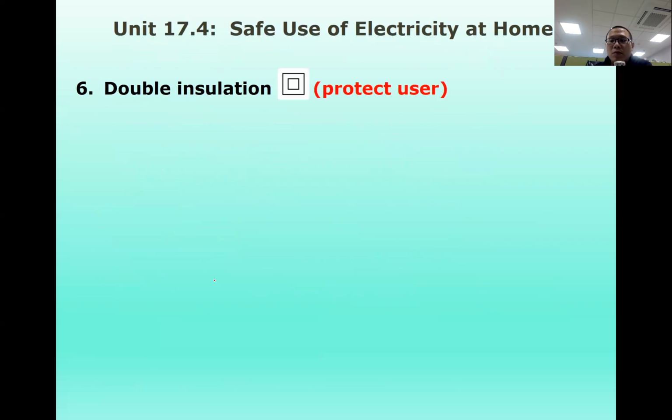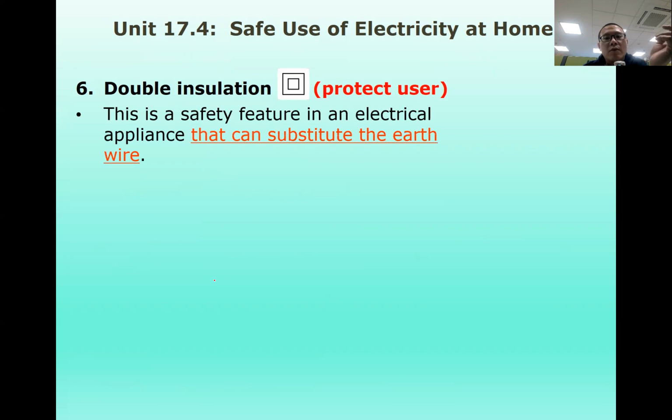The last one that we look at is what we call double insulation. Just take note, the difference between double insulation and earth wires is the appliance itself. Earth wire usually is meant for appliances with metal casing, so a live wire touching the metal casing is a problem. But what happens when you have appliances that have plastic casing? How do you protect them? How do you protect the user?